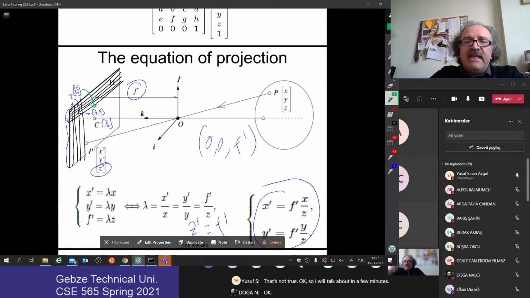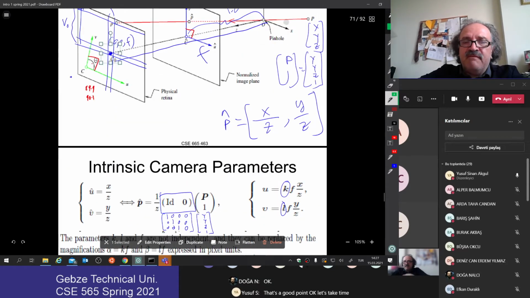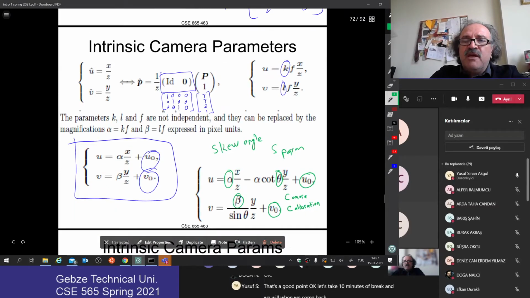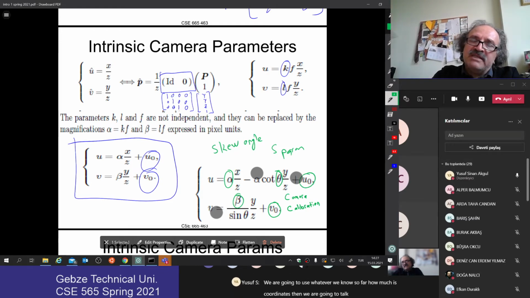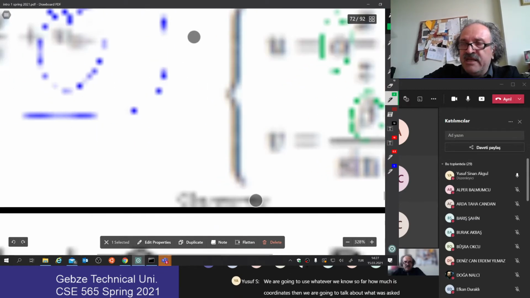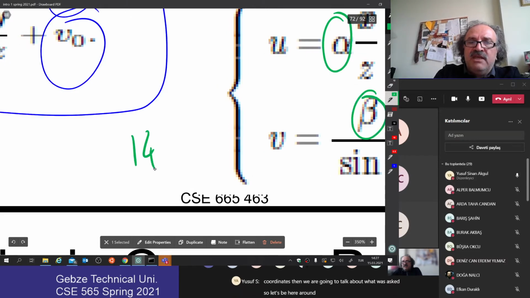Okay, let's take 10 minutes of break, and when we come back, first we are going to make this calculation a linear matrix multiplication. So we are going to use whatever we know so far, homogeneous coordinates. Then we are going to talk about what Doha has asked. So let's be here around 14:38.